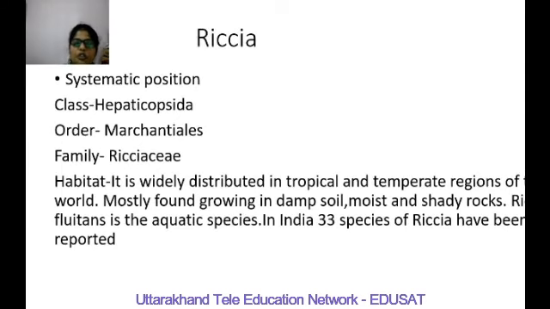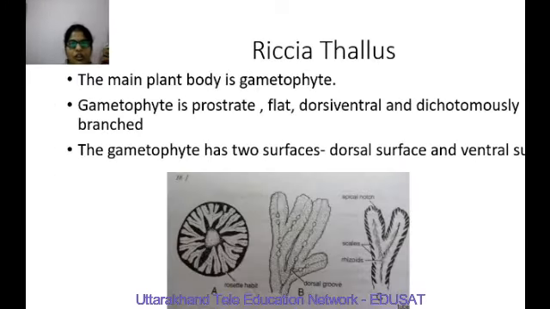Now let's see the morphology of Riccia. The plant body is called a thallus, while the main plant body is a gametophyte. It means the green colored part of the Riccia thallus is the gametophyte, which is prostrate, flat, dorsiventral and dichotomously branched. Now in the figure you can see in A, it is a rosette habit.